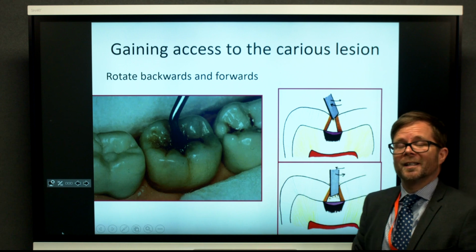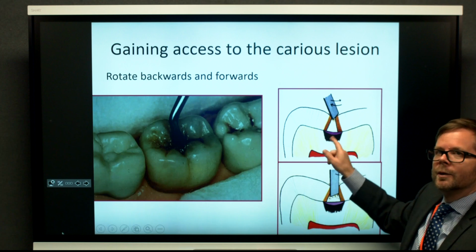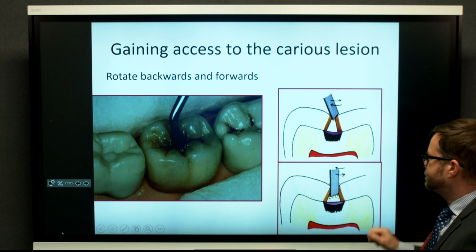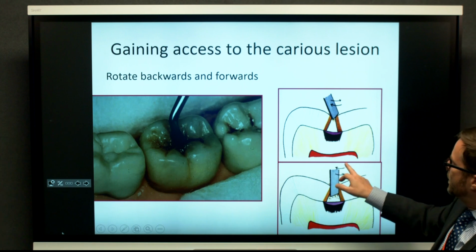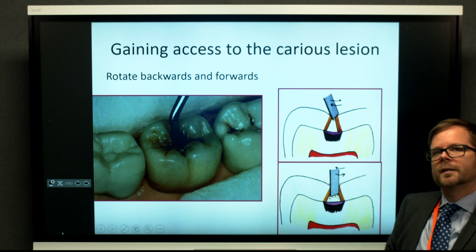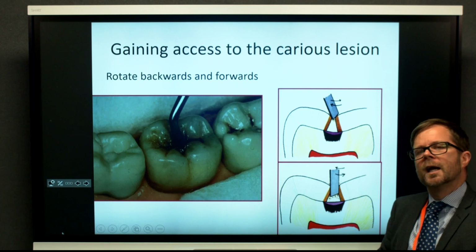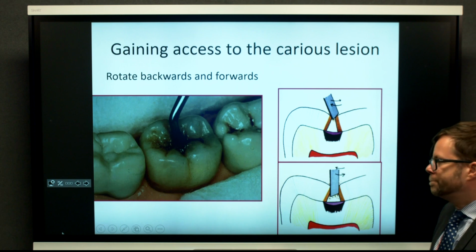is unsupported. It needs to be removed, and we need to gain access to the deeper area of the cavity here. So you can see with this backwards and forwards action, there's a widening of the cavity, or widening of the enamel opening to the cavity, and we call this access form.